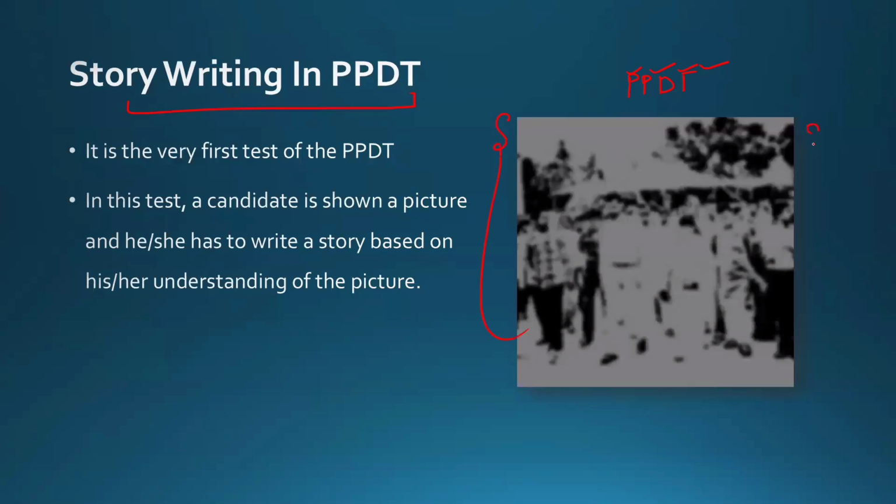I hope you could see this picture, a hazy and blurry pic on the right side of the screen. In the screening part in PPDT, you are shown a picture which is blurry or hazy, and you have to write a story on this picture. You have to write the story on the basis of the things you perceive from this picture. I hope it's clear to all of you. In this test, a candidate is shown a picture and he or she has to write a story based on his or her understanding of the picture. That is what is meant by picture perception.